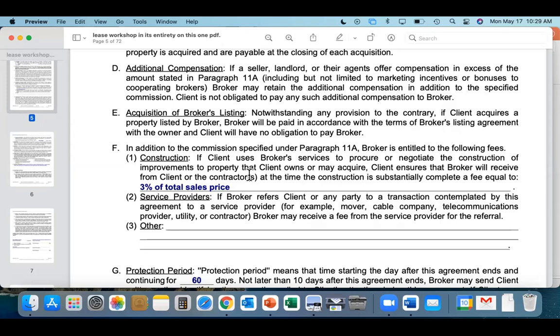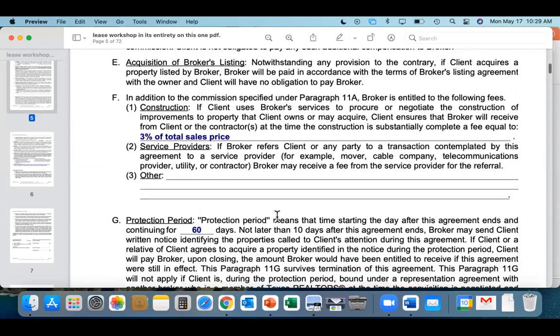Okay, well, thank you for the clarification. I've always put NA there. But I will change it from here on out. Yeah, negotiate the construction of improvement to the property. Thank you. You're welcome.